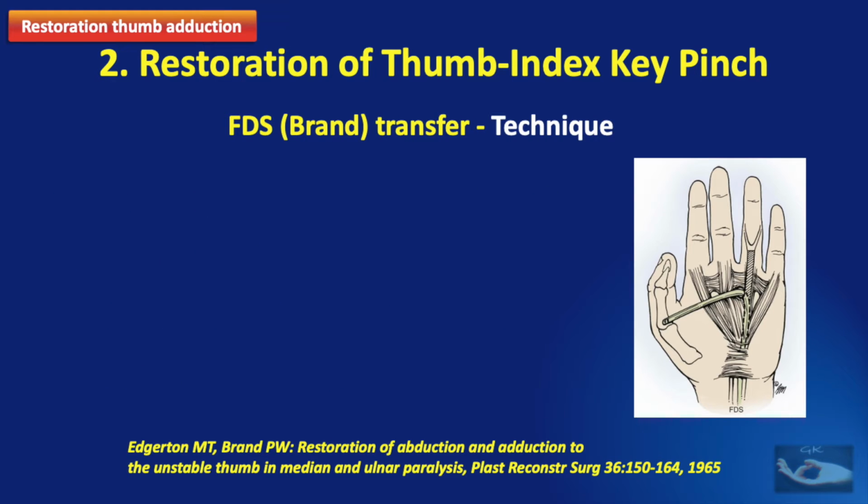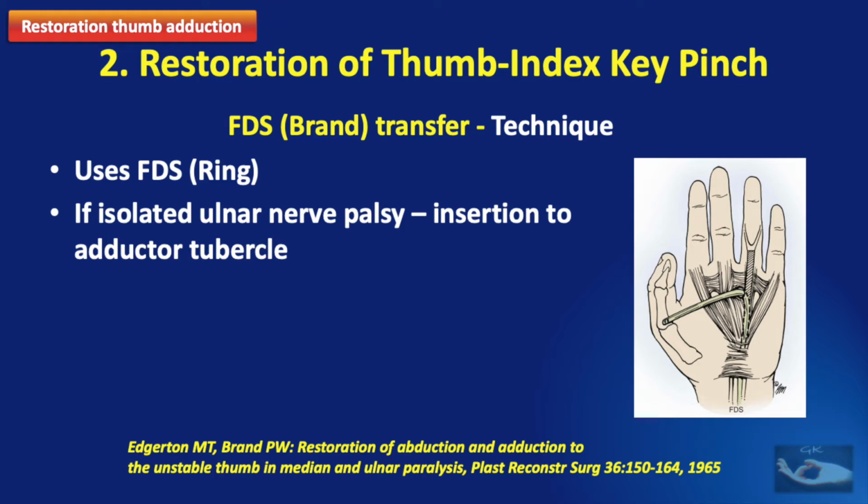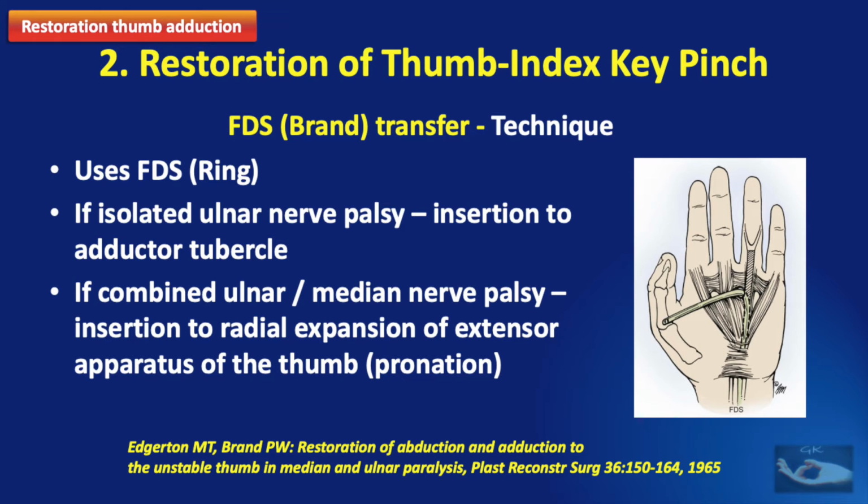The second type of transfer to restore thumb adduction was described by Edgerton and Brand in 1965, and they used the flexor digitorum superficialis of the ring finger for this purpose. If it is used in a patient with isolated ulnar nerve palsy, the insertion of this tendon is to the adductor tubercle. But if used in a patient with combined ulnar and median nerve palsy, the insertion is made to the radial expansion of the extensor apparatus of the thumb to achieve pronation.